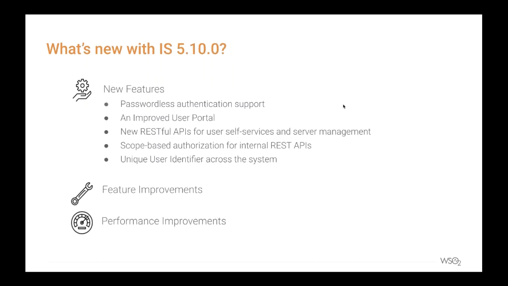Let's move on to the topic of this webinar to know what's new with WSO2 Identity Server 5.10. This is our latest version, which was released a few weeks back. In this release, we have introduced a bunch of new features, which are passwordless authentication support, an improved user portal, new RESTful APIs for user self-services and server management, scope-based authorization for internal REST APIs, and unique user identifier across the system. Also, this release contains improvements in the existing features and performance. In the following sections, we will be looking into the newly introduced features one by one in detail.